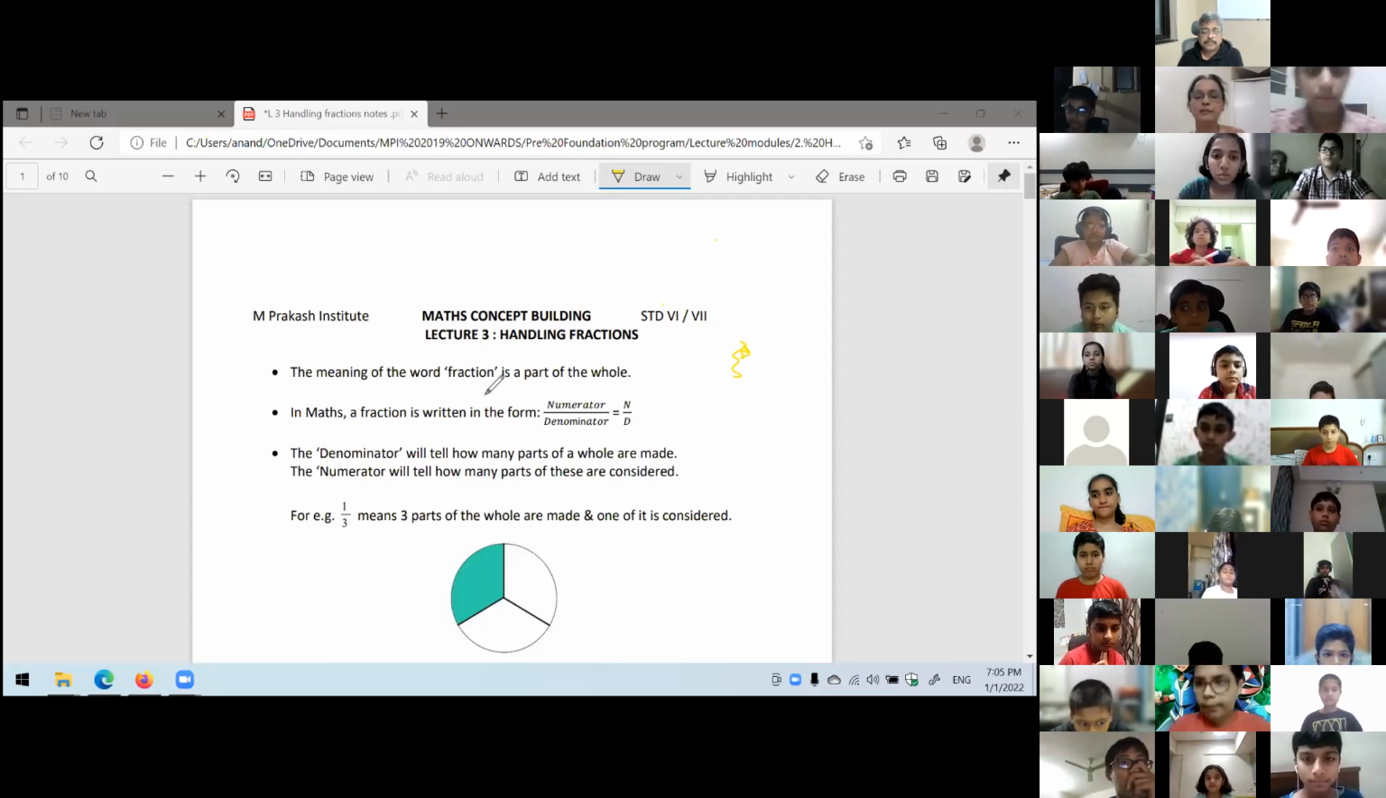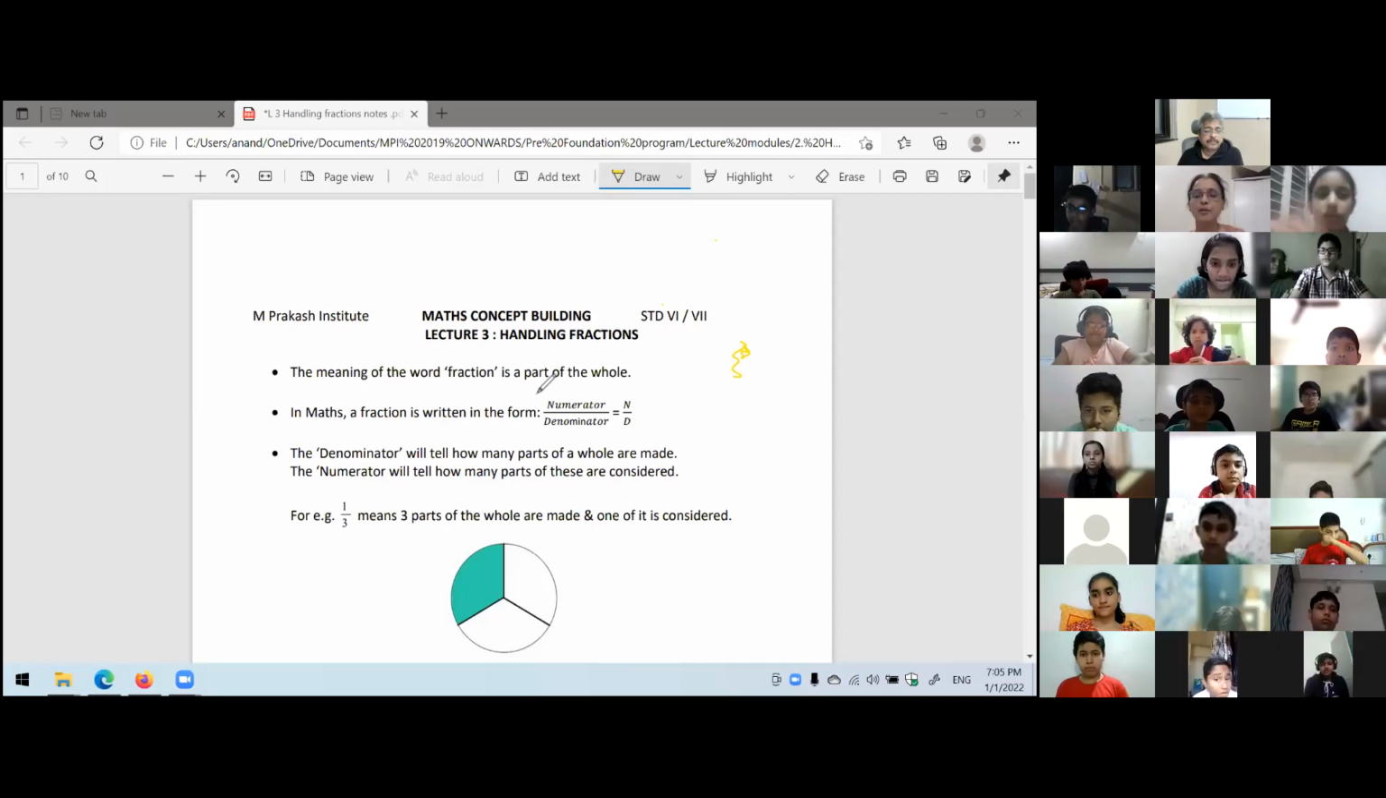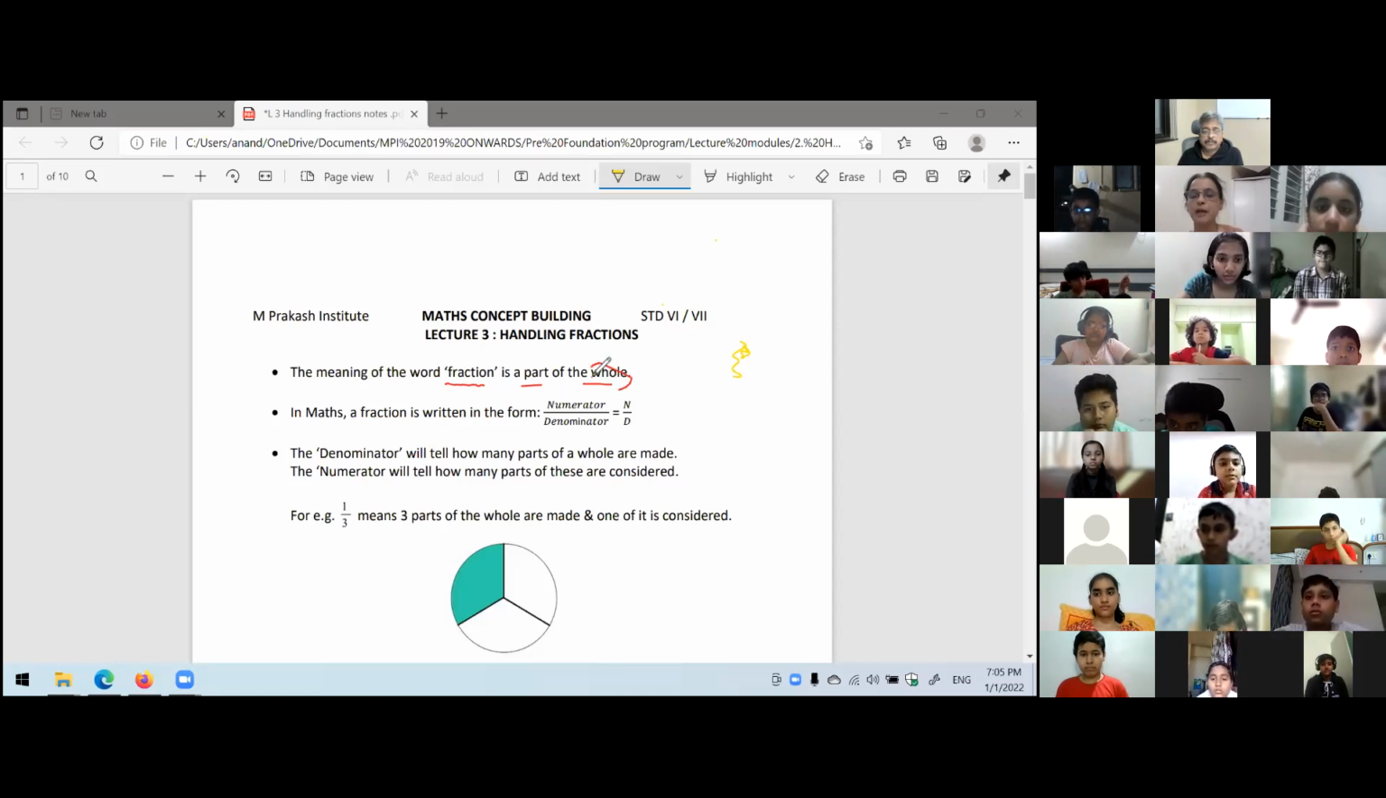Fraction is a part of the whole. Whenever we use fraction in language, what do we say? I'll come in a fraction of a second. So a fraction is never whole, it is always some part of the whole. And in maths, how do we represent it? Denominator will tell how many parts are made of the whole. And numerator will tell how many parts out of that are taken.